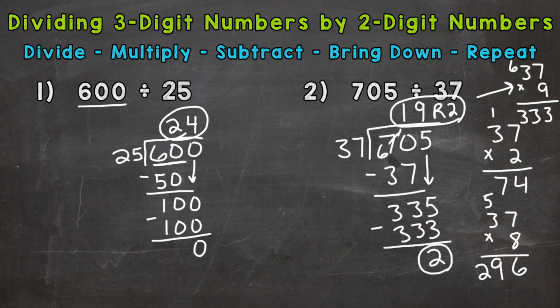So you can see why number 2 is a little more challenging. 37 is a more difficult number to work with than 25. So we needed to use some estimate and check strategies there in order to get to our final answer. So there's how you divide 3-digit numbers by 2-digit numbers.